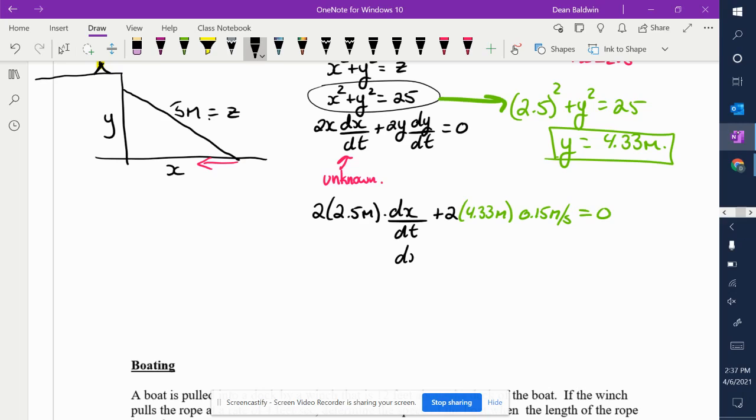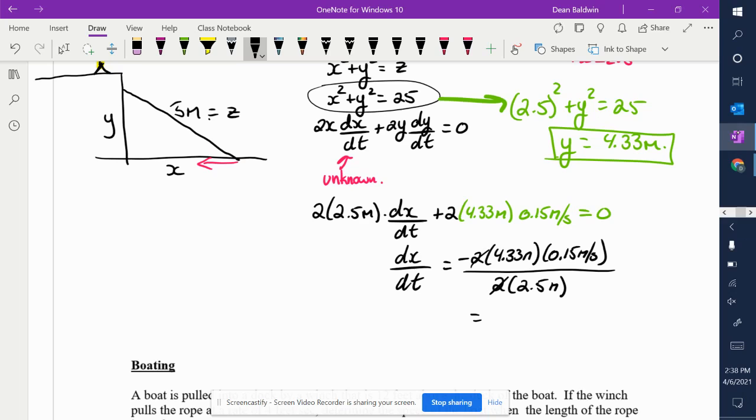So negative 0.26 meters per second. Does that make sense? Yes, sir.